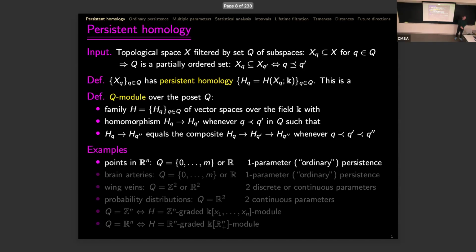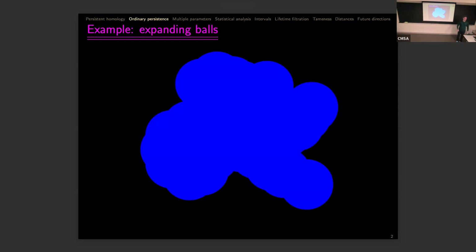So examples. This is the key point. What do the examples look like? When you have a bunch of points in Rn, then you can take ordinary persistence in a standard kind of way. This is the way that people were thinking of persistence originally, and this is the way that a lot of you will think of when you have data sets.